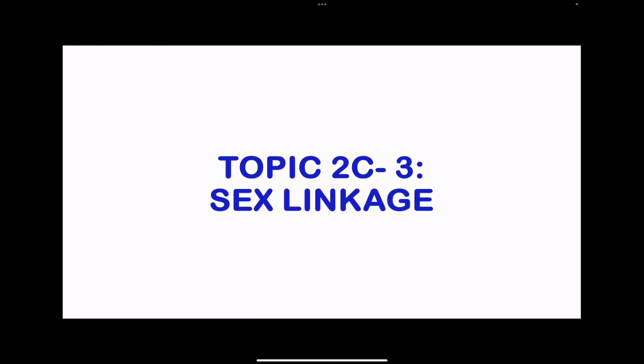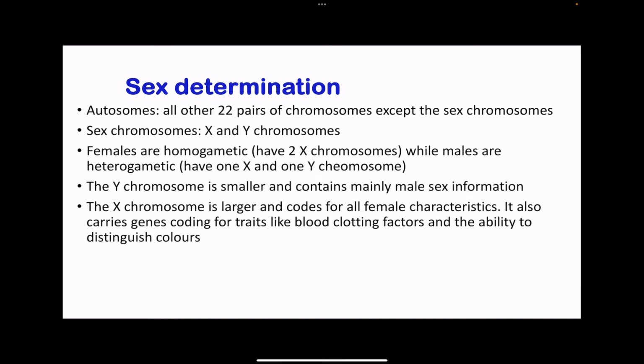Moving on. In topic 2C3, we're looking at sex linkage. We're going to begin by looking at autosomes, and these are all the 22 pairs of chromosomes except the sex chromosomes. The sex chromosomes are, of course, the X and Y chromosomes, so in total we have 23 pairs of chromosomes. The females are homogametic because they have 2 X chromosomes. The males are heterogametic because they have different chromosomes. They have X and Y chromosomes.